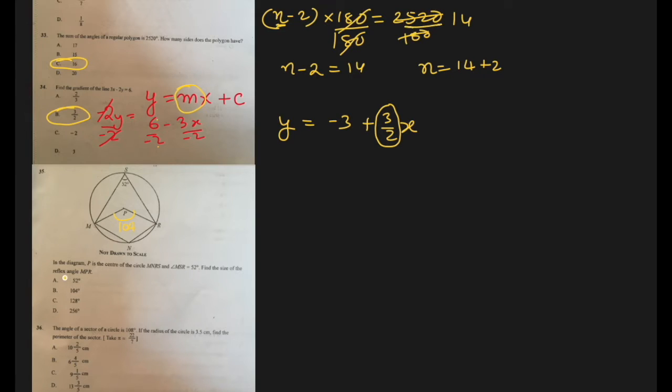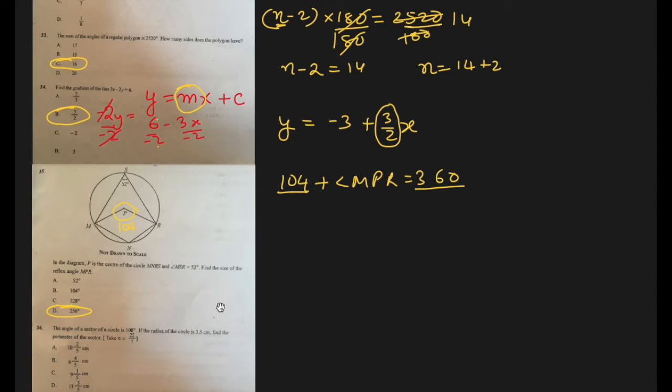We want to write reflex angle MPR. So this one, yeah. So 104 plus MPR will be 360 degrees. So MPR will be 360 minus 104, 256.